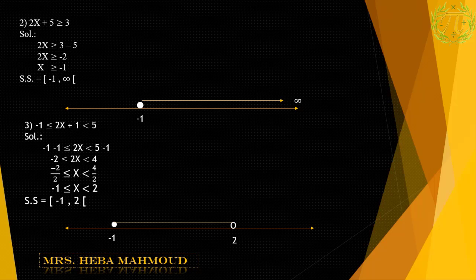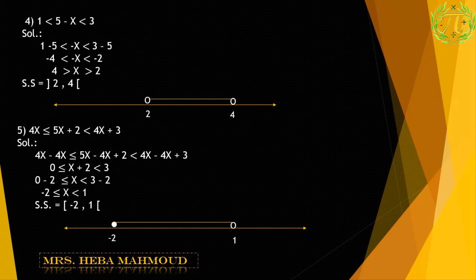Example 3: -1 is smaller than or equal to 2x + 1, which is smaller than 5. Solution. We have to move the 1 to the other side, to both sides of the inequality. So it will be -1 - 1 is smaller than or equal to 2x, smaller than 5 - 1. So -2 is smaller than or equal to 2x, which is smaller than 4. So to find the value of x, divide by 2 on both sides of the inequality. So it will be -1 is smaller than or equal to x, smaller than 2. So the solution set will be -1 closed and 2 open, and we represent it on the number line.